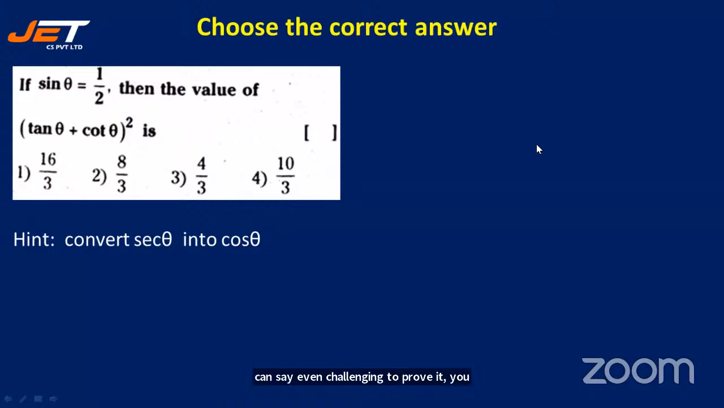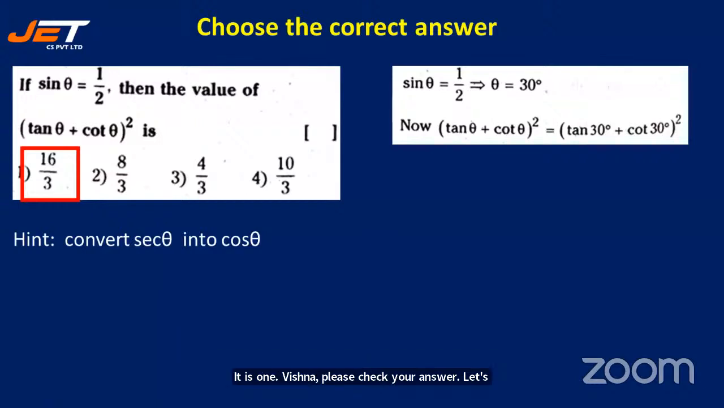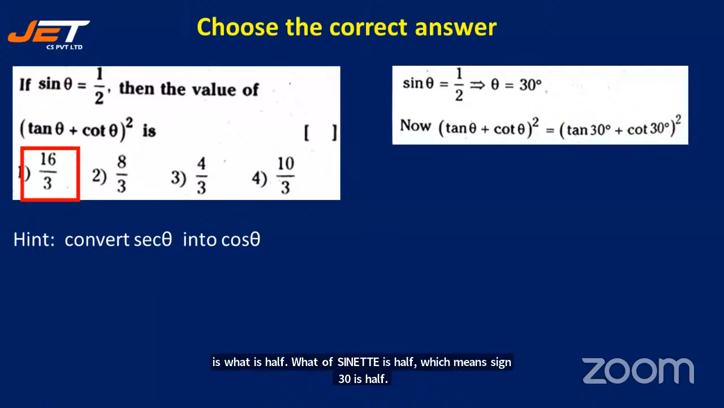All right. Shravanya, Vishwanath. Vishwanath says 3. All others are saying 1. Why, Vishwanath? Let's see the answer. It is 1. Vishwanath, please check your answer. Let's see the explanation. Sin theta is nothing but half, which means sin 30 is half. You understood? So sin 30 is half.